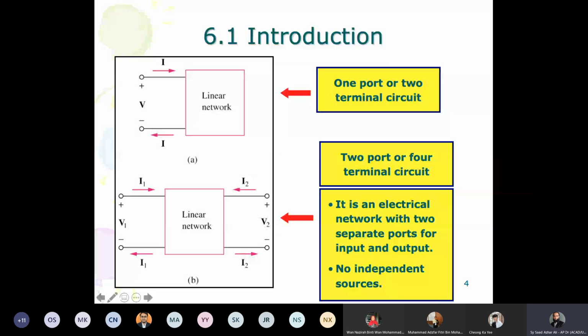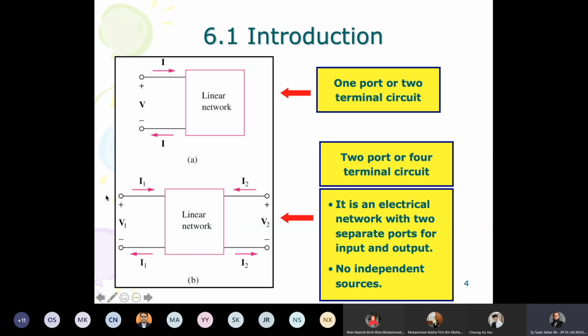Okay, so normally what we see as an appliance, the plug that you plug in the wall, they are normally called 2 ports. So no, that's one port actually, because it has 2 terminals. The plug that you plug into the wall for any appliance is a one-port or 2-terminal circuit. But it may have 2 ports as well, like this one. It has one which is the primary side or the input side, and the secondary side or the output side. The example of this could be a transformer.